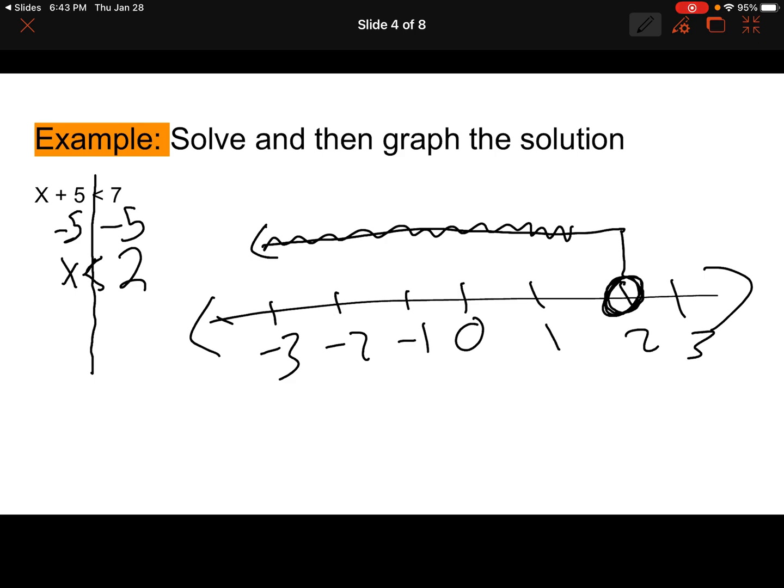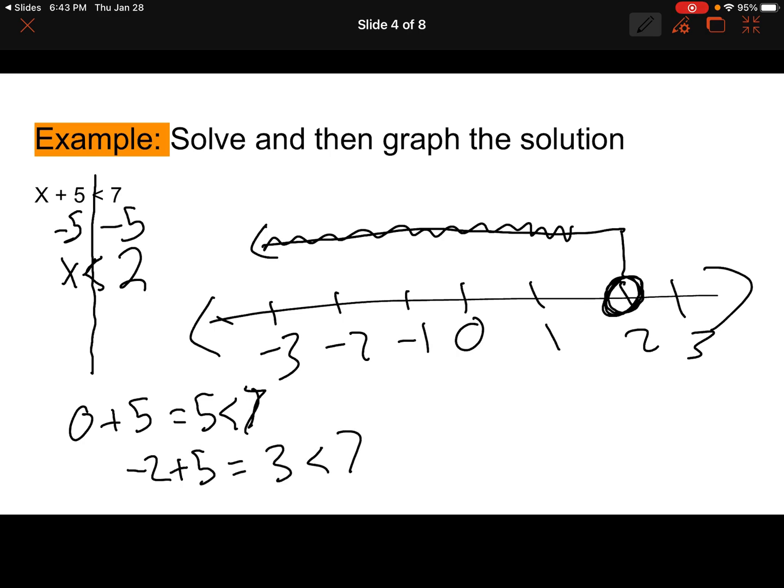Now let's think about that. We could plug anything in here. Let's plug in 0. So 0 plus 5 is equal to 5, and 5 is less than 7. All right, what if we plug in -2? Well, -2 plus 5 is equal to 3, and 3 is less than 7. So for every single number we plug in here that is to the left of that 2, but not including 2 itself, then those will be solutions to this problem.